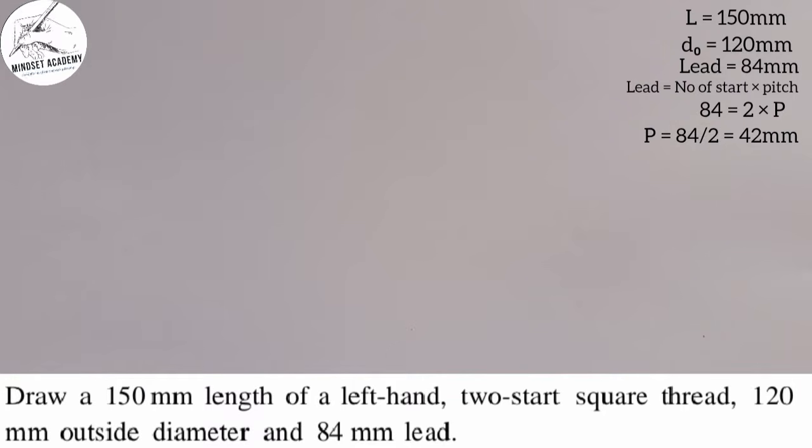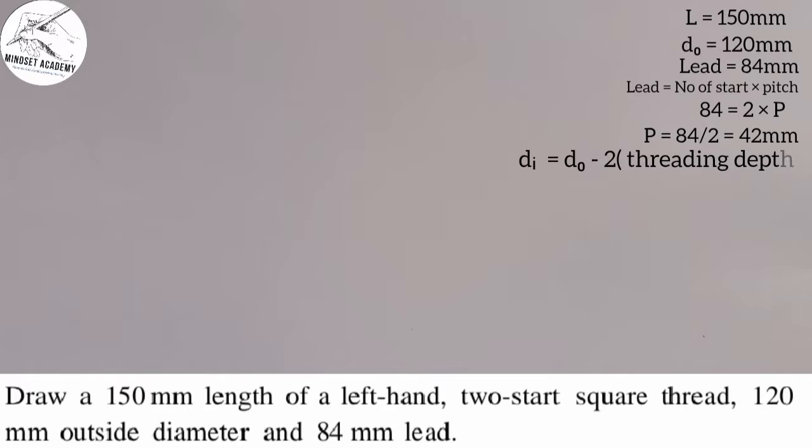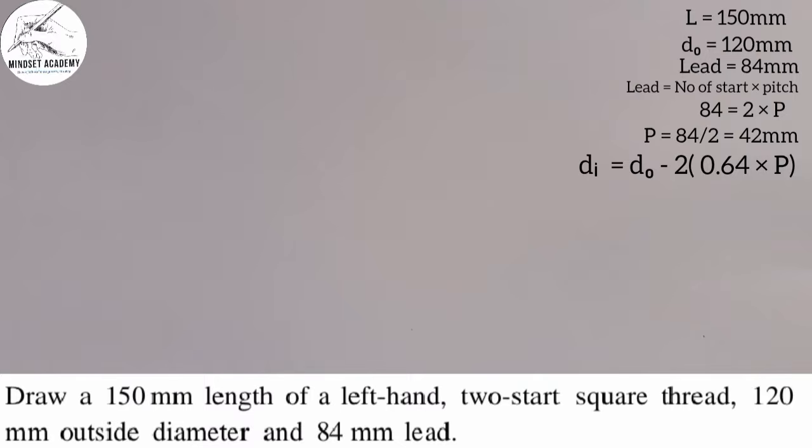Now the next thing we need to get the value for is the internal diameter, right? And we know very well that the internal diameter is equal to the outside diameter minus 2 times the threading depth. The threading depth is given as 0.64 times the pitch. 0.64 is the constant value that we use to approximate threading depth without using the threading charts. So 0.64 times the pitch, which is 42, gives us 26.88 millimeter.